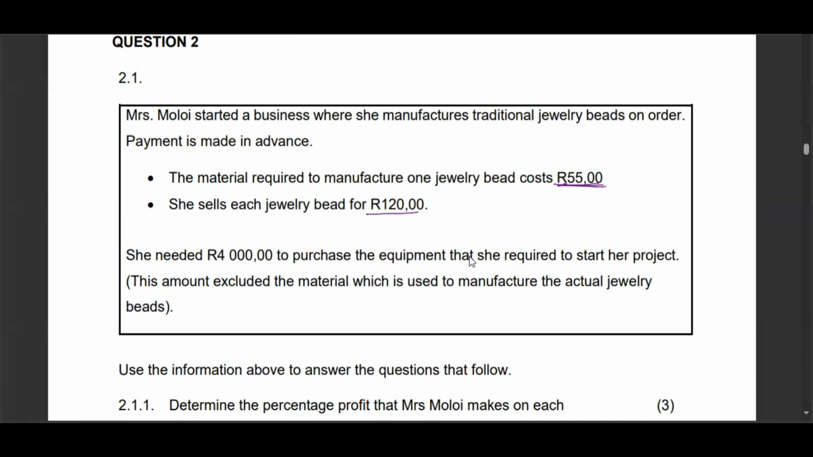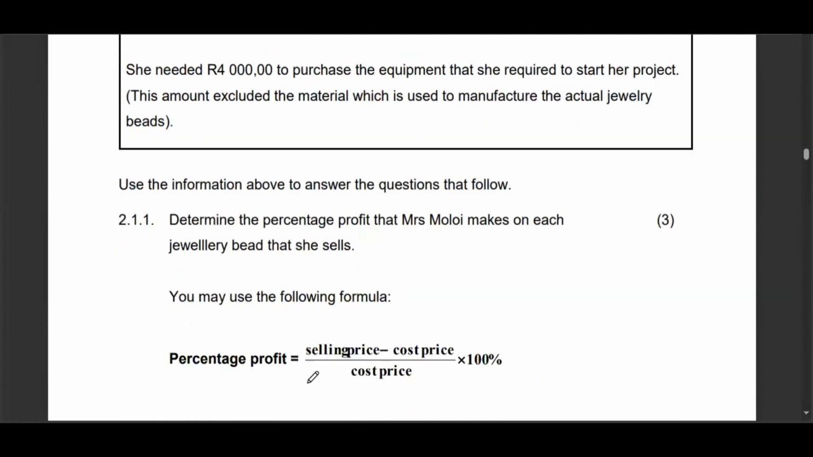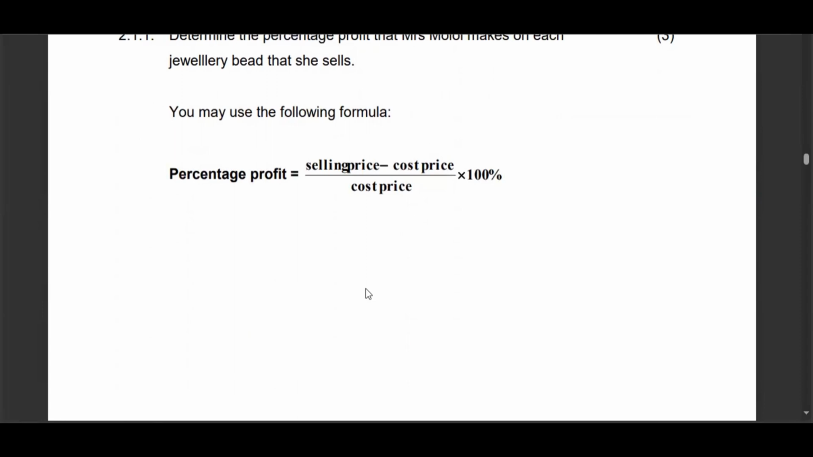She needs 4,000 to purchase the equipment that she's required to start her project. The amount excludes the material which is used to manufacture the actual beads. Determine the percentage profit that Mrs. Molloy will make on each jewelry. Now remember, the cost price is already identified as 55 rands, and the selling price is also identified as 120. Substitute this into the formula. It becomes 120 minus 55, divided by 55, times 100.